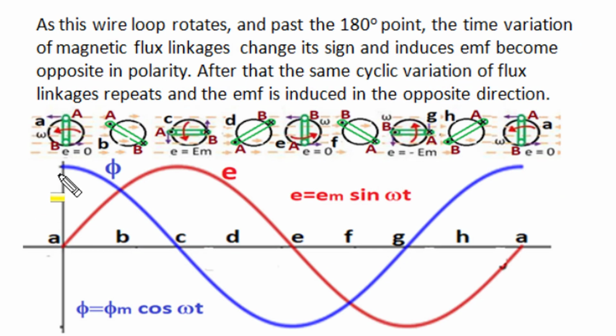As the rectangular loop rotates in the anti-clockwise direction from position A to position E, the flux linking to it, which was initially at positive peak, continuously decreases, becomes zero at position C, changes its polarity after C, and attains maximum peak value in the opposite direction at position E.